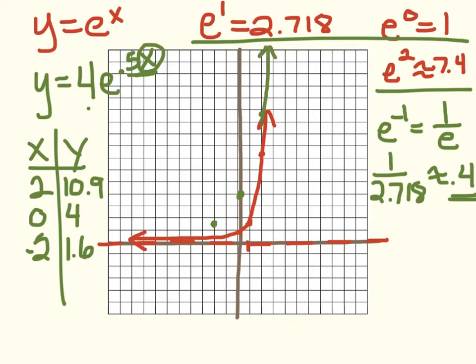So now you've got 3 good points that you can use. Our asymptote didn't move. Our asymptote is still at y equals 0. It's just that the 4 stretched it up a little bit, giving us this graph here.